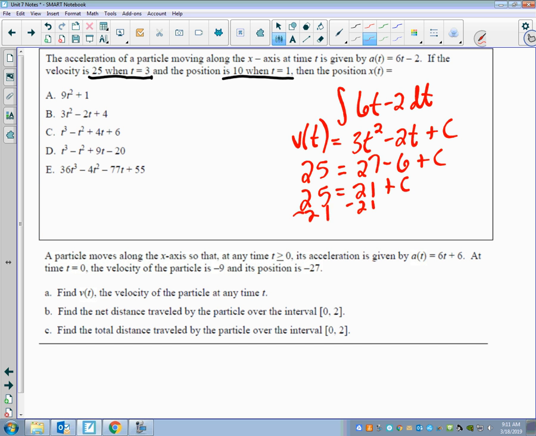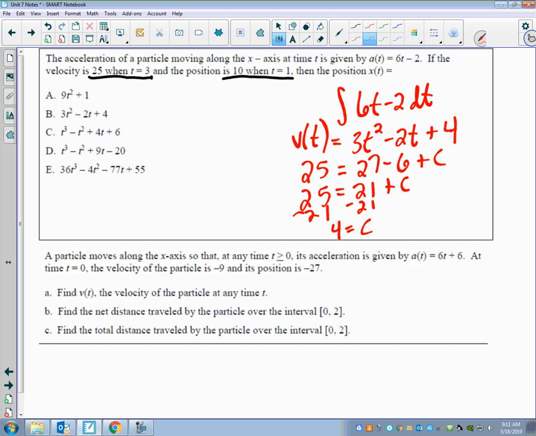I'm not doing anything on the groups. C equals 4? There you go. C is 4. So now, this is 4.